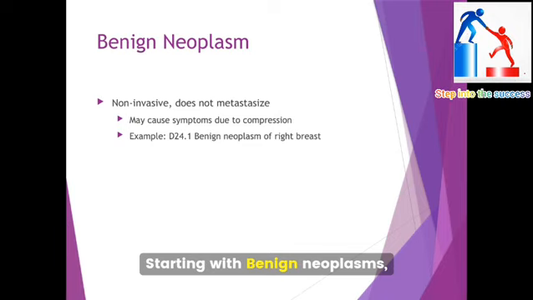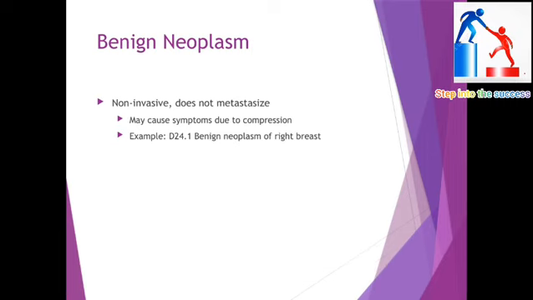Starting with benign neoplasms, these are essentially non-invasive growths. They do not spread or metastasize to other parts of the body. While they are not cancerous in the aggressive sense, they can still cause health issues by compressing nearby organs or tissues. For instance, code D24.1 would be used for a benign growth found in the right breast.